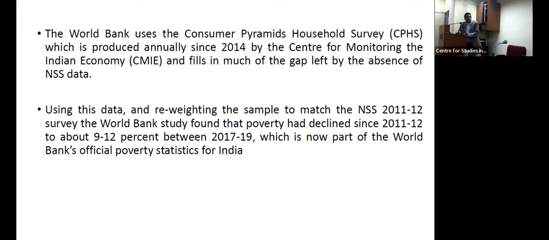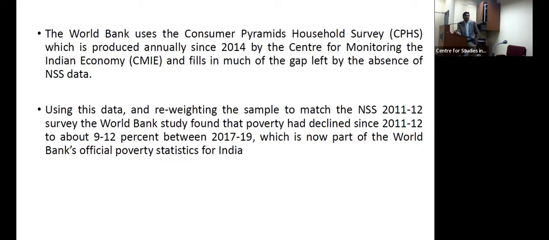So they basically found, using this method, they create this hypothetical distribution, which is CPHS projected into this NSS, and then use the actual CPHS in 2017-18, and use the same reweighting, and then you have some basis for comparison, right? You see what happened before.